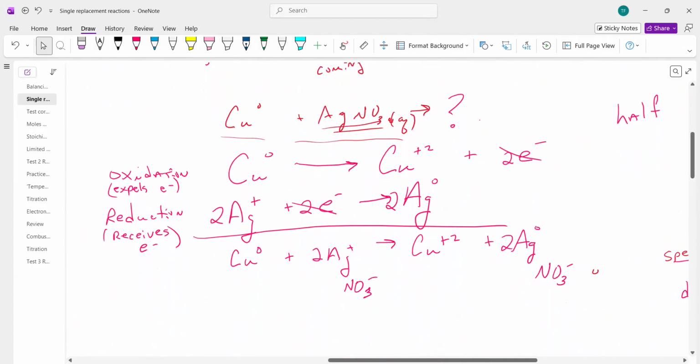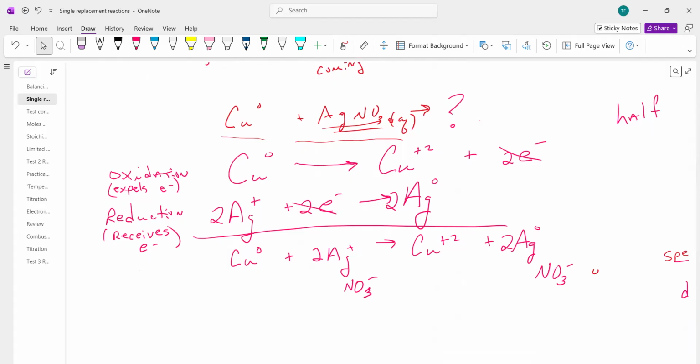So the copper metal is above the silver. That means it wants to be oxidized more than the silver. So it happens. So this reaction, the way it's written, is going to work. So that copper is going to go away, and all of a sudden silver is going to be there.